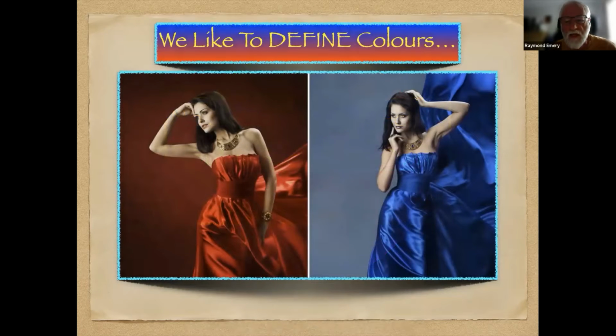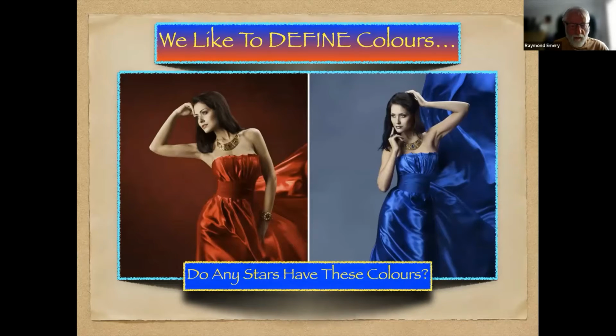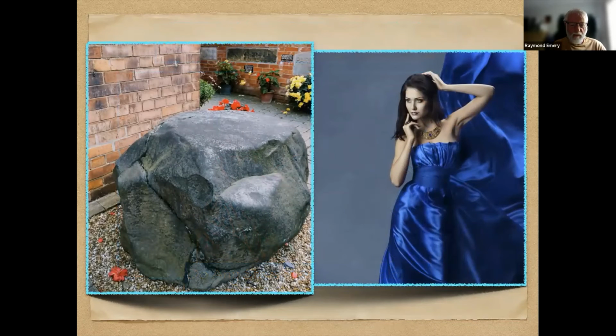Now, we like to define colours in a sort of extreme sense. I don't think any of us would argue, if we have normal colour vision, that the dress on the left is quite a deep red colour, and the one on the right is a deep blue colour. These are almost what a photographer or an artist might call spectral colours. That is, if you isolated a little bit of the visible spectrum and discounted all the other colours, you might get colours as pure as this. But do any stars have these colours? No, not in reality, in terms of perception.